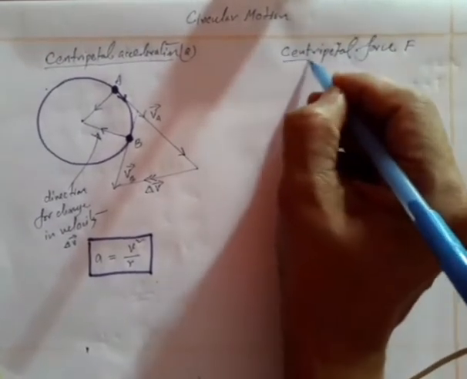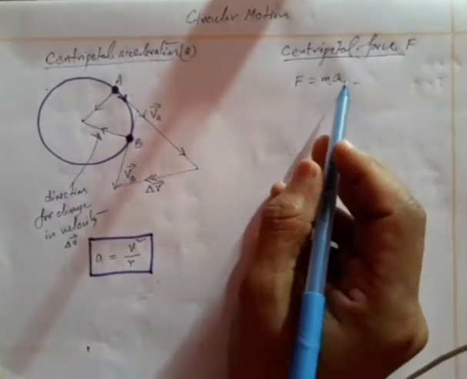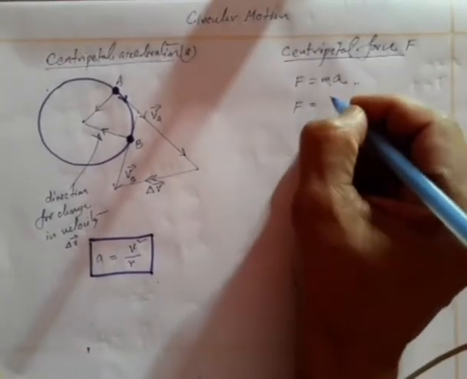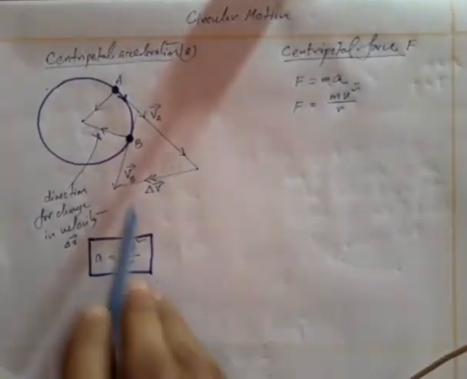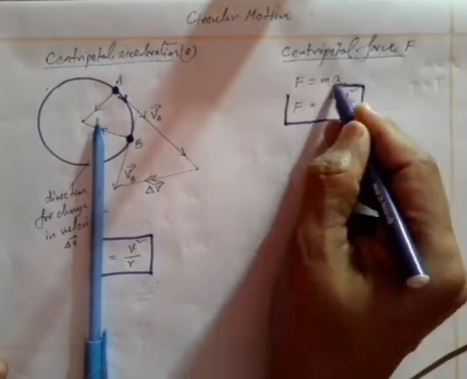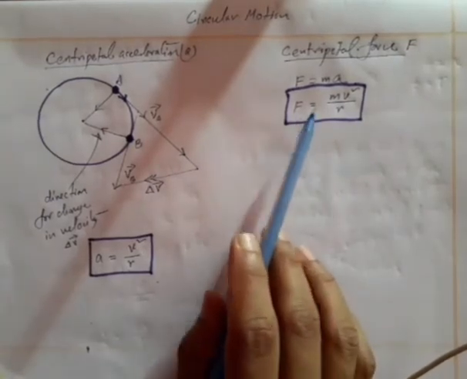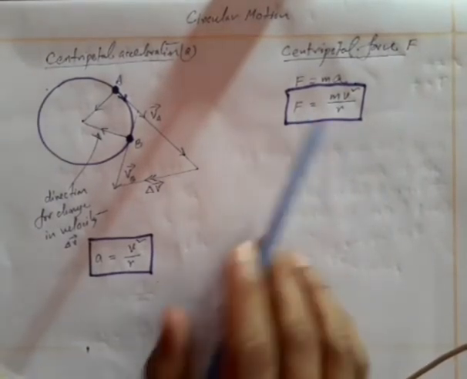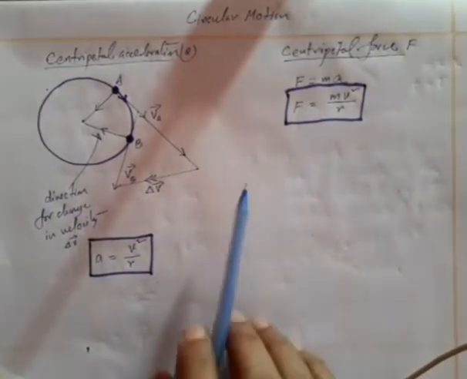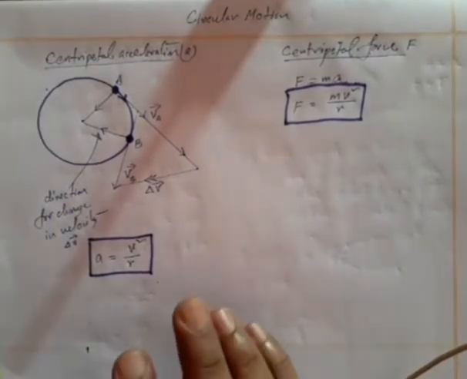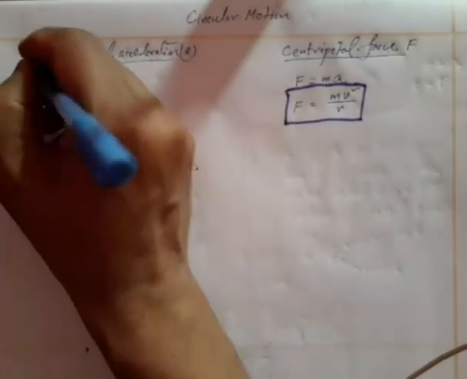Now we are going to write centripetal force. As you know from Newton's second law of motion, F equals ma. We will just replace the value of a by v square by r. So F equals mv square by r. Very simple. This is the formula for centripetal force. And we know the direction of force and acceleration is always the same, so centripetal force also acts in the same direction, that means toward the center of the circle.